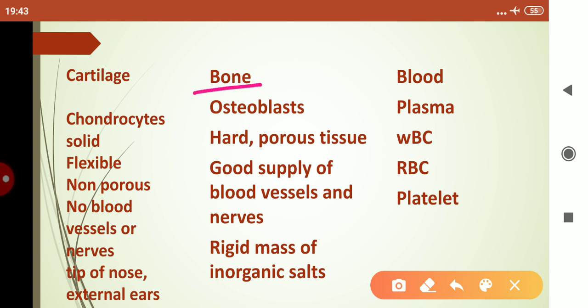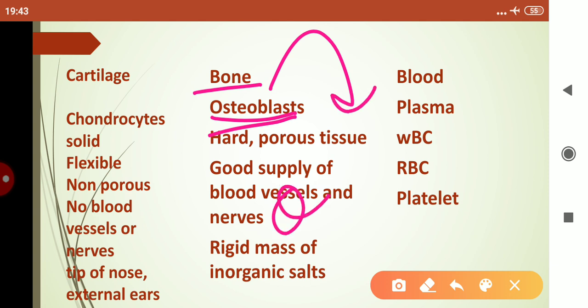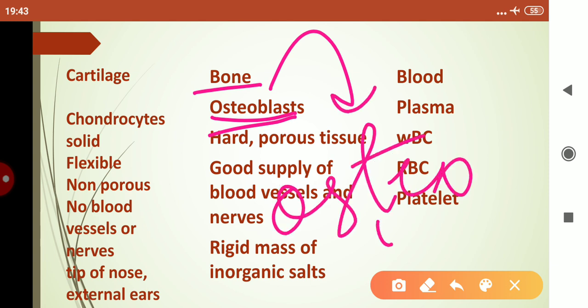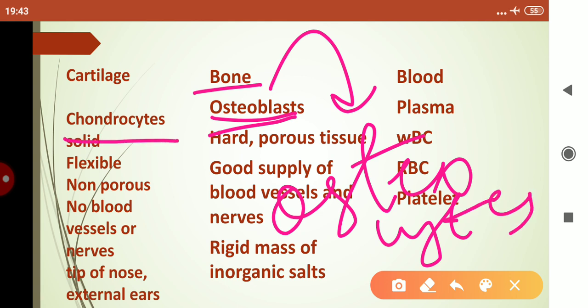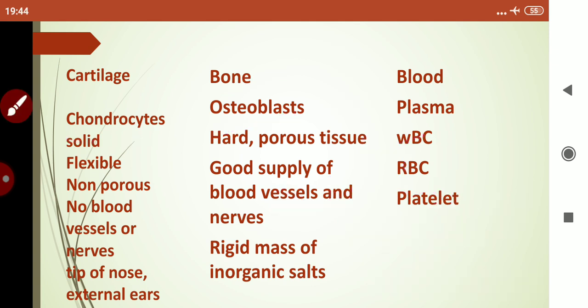Now in bone, osteoblasts are present, osteoclasts are present and osteocytes are present. Similar to chondroblast, osteoblasts are also responsible for the production of osteocytes. This means that from chondroblast we get chondrocytes and from osteoblast cells we get osteocyte cells. And the osteoclast cell is called the bone eating cell. They eat the content, or they are responsible for modeling or shaping the damaged part of the bone.